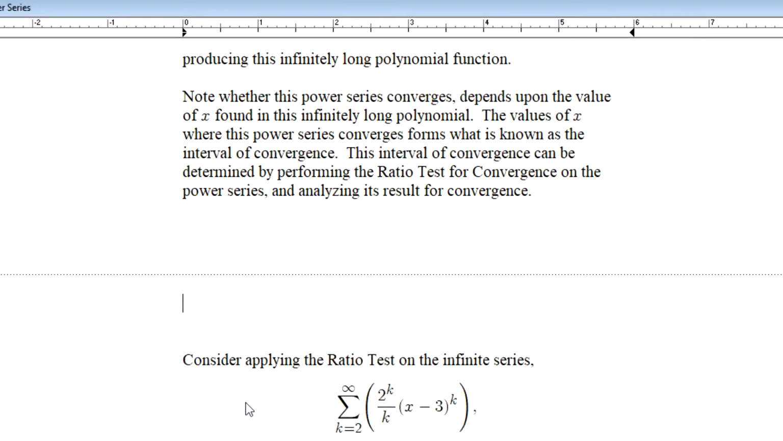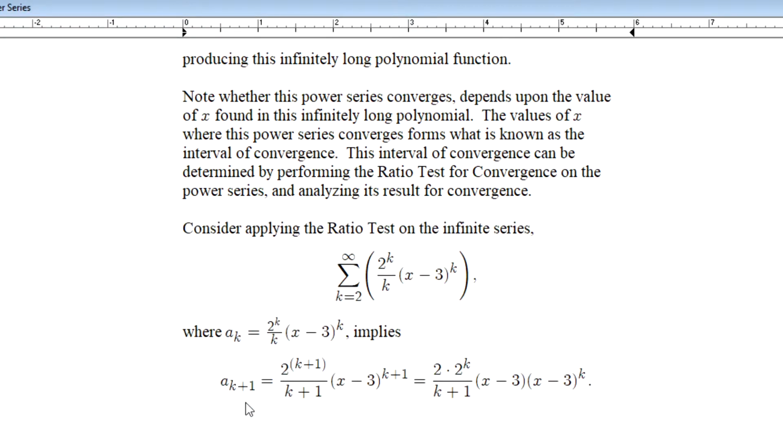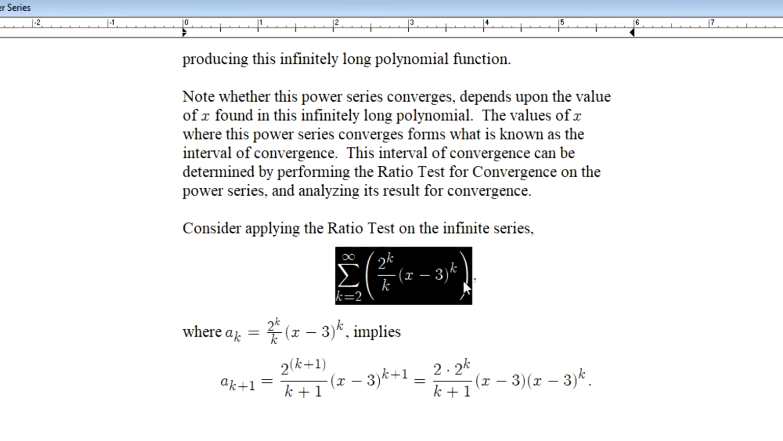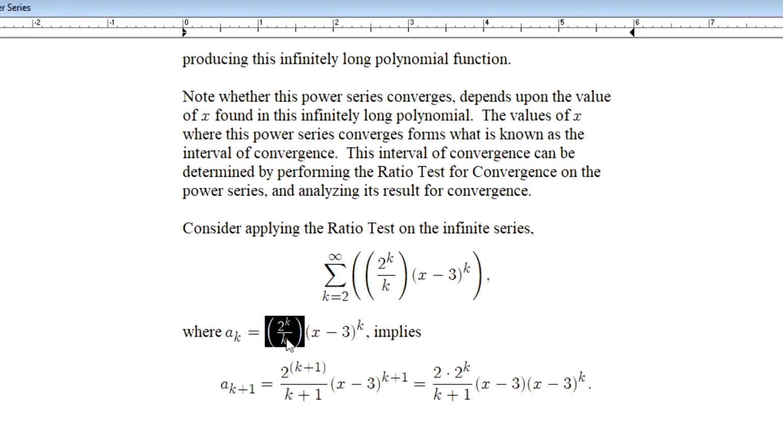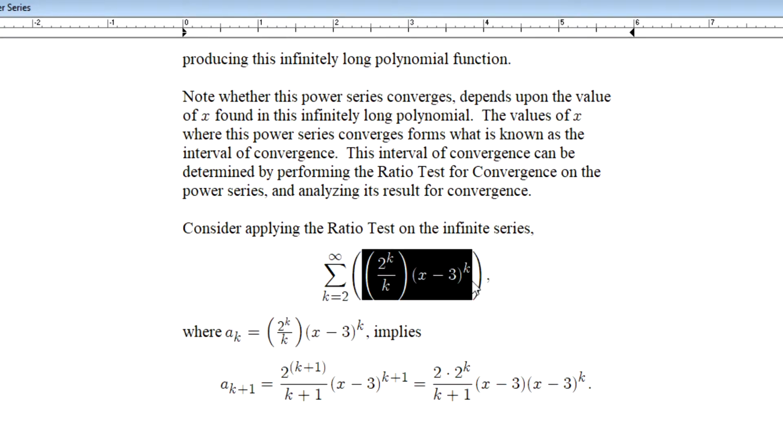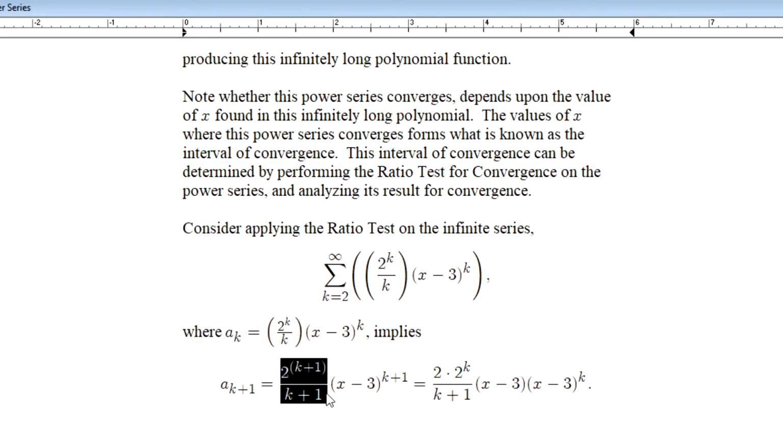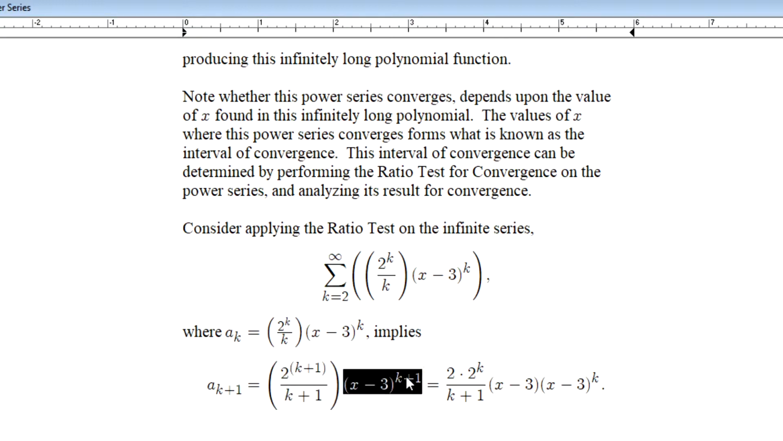Well, let's consider applying the ratio test to this power series. If I apply the ratio test to this power series, first of all, we would note that our value of a sub k would be this argument inside the series, which does imply that a sub k plus 1 is going to be this argument times this argument in our series, where what we've done is that every value of k in a sub k, we've replaced it with the argument k plus 1.